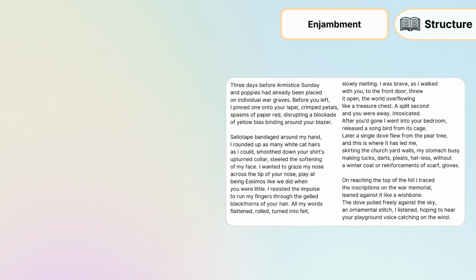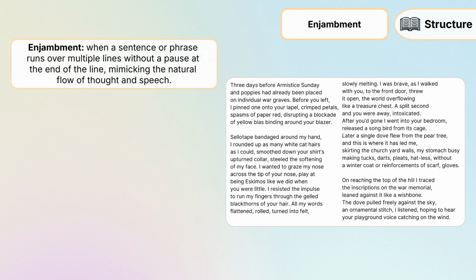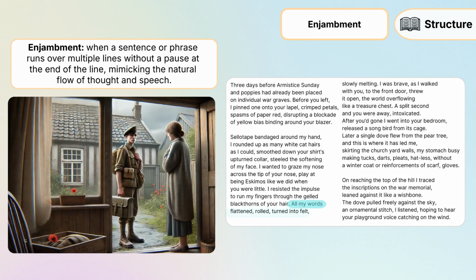Moving on to structure, Weir uses enjambment, which occurs when a sentence or phrase runs over multiple lines without a pause at the end of the line. This technique mimics the natural flow of thought and speech, allowing ideas to spill over from one line to the next as seen in the lines, "All my words flattened, rolled, turned into felt, slowly melting. I was brave as I walked with you to the front door."